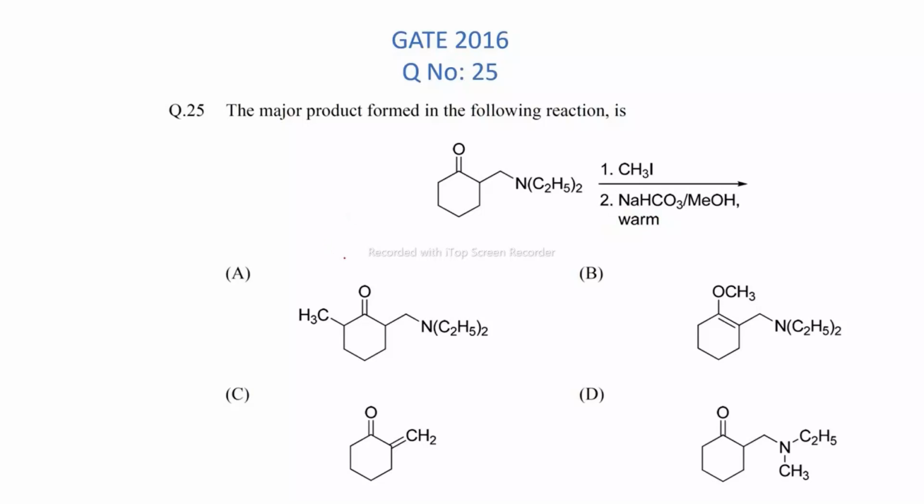So in first option we observe that there is one methylation in the alpha to keto group, and in the second is the formation of the OMe group, and in the C option there is the formation of a double bond, and option D there is the formation of the C2H5 and here is the CH3 moiety. So you have to find out which option is correct.